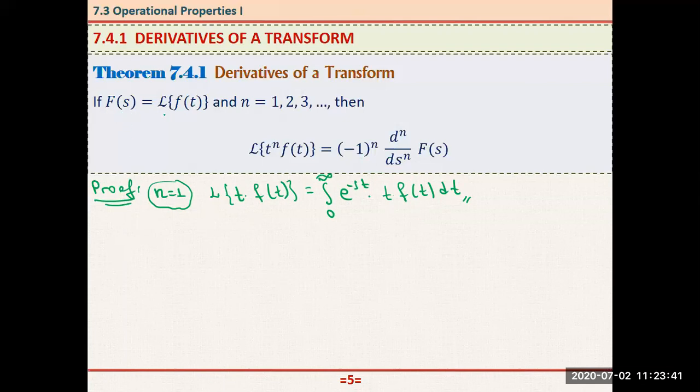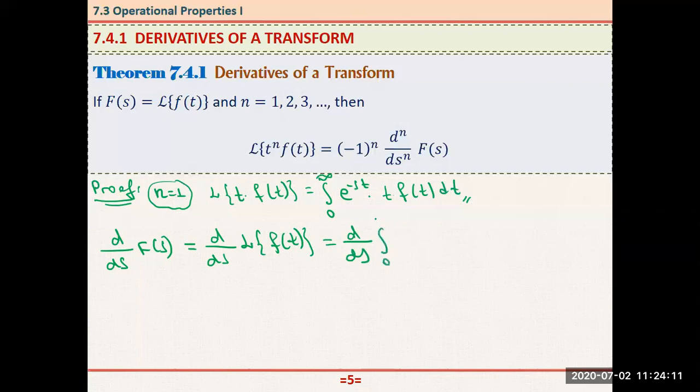Here we have f, here we have Laplace of f of t. What happens if I differentiate this capital F of s with respect to s? That is equal to d over ds of F of s, which is the Laplace of f of t. What is this thing? That is just the integral from 0 to positive infinity of e to the power minus st times f of t dt.